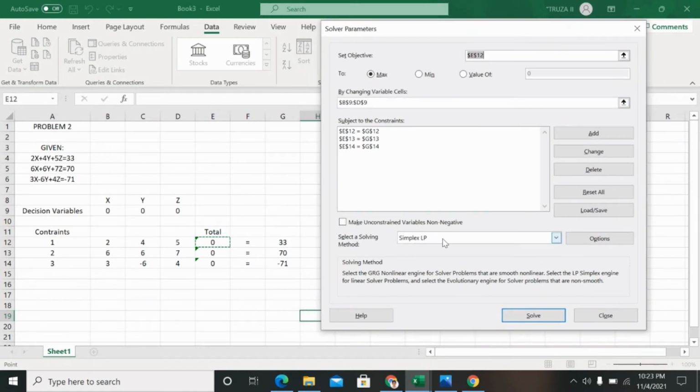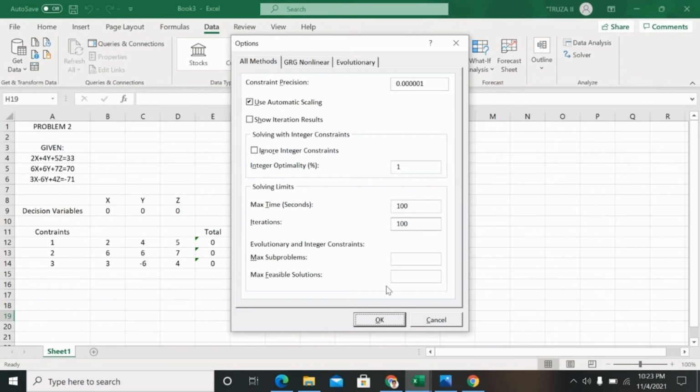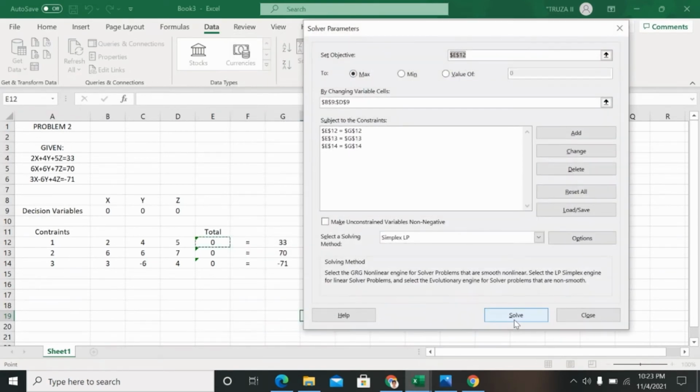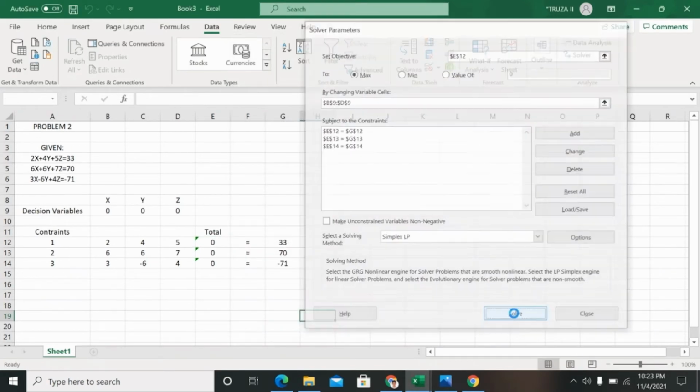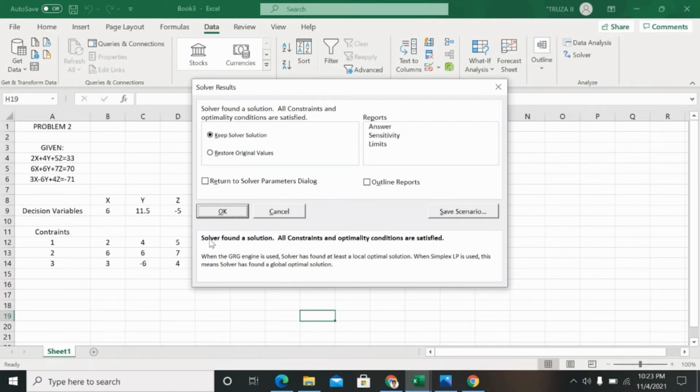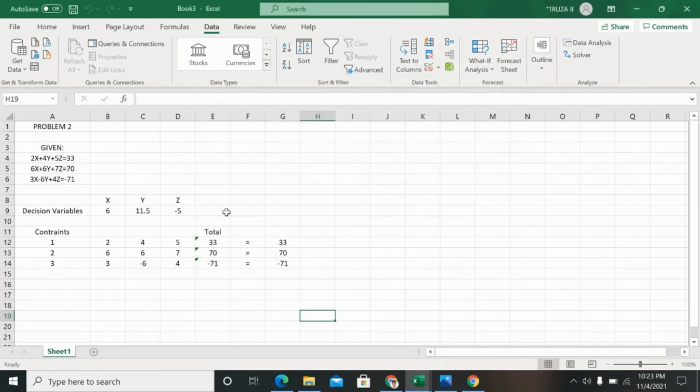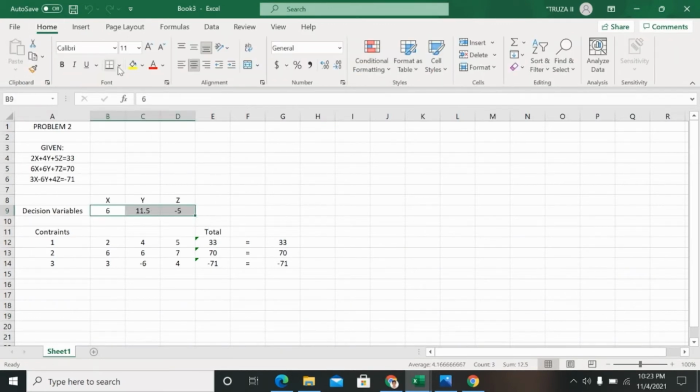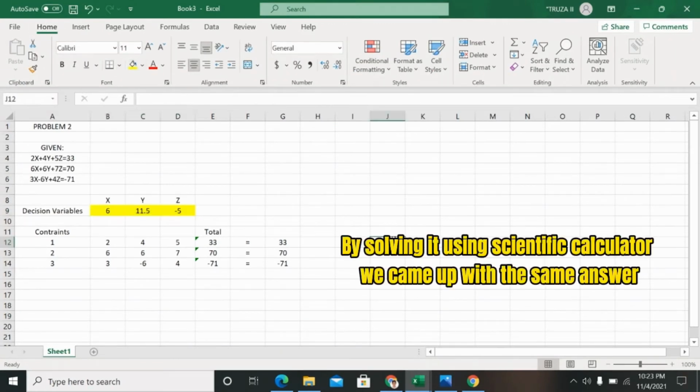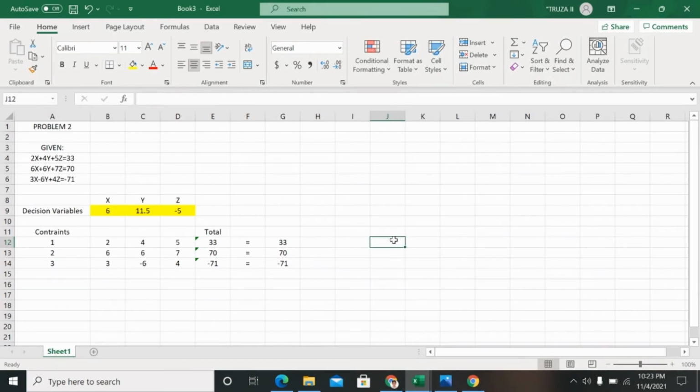And then sample LP option to 100, OK. And then if we click solve, then the solver found a solution, which is the value of x is 6, and the y is 11.5, and the z is negative 0.5. So this is the final answer. That is problem number 2.